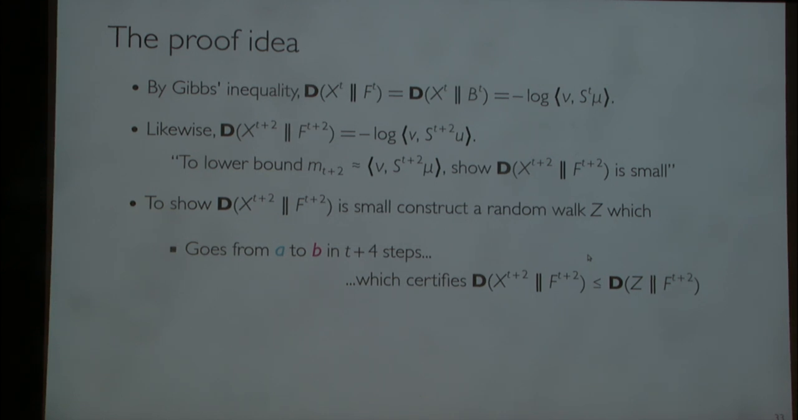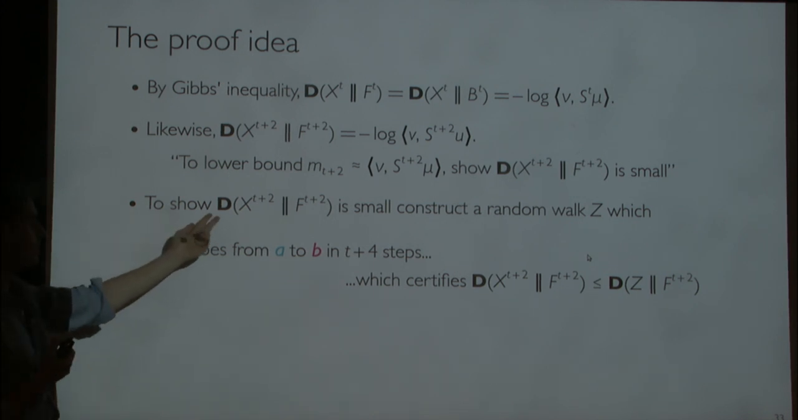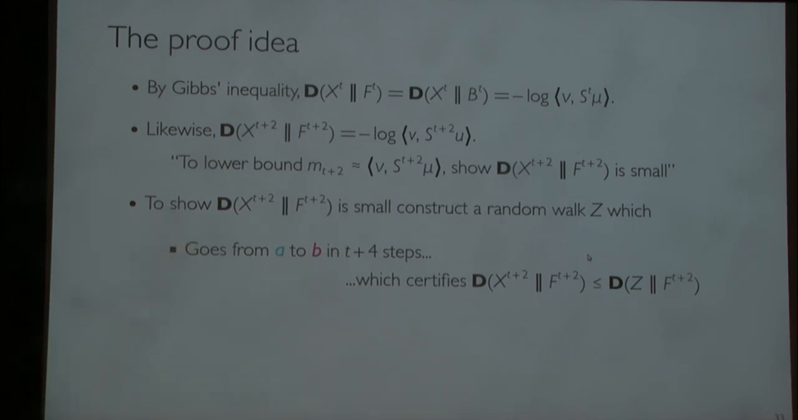So, to show that this is small, it doesn't buy us anything to work directly with xt plus 2. We don't have a hold of it. Instead, we'll come up with a random walk z, which will go from a to b in t plus 4 time steps. Recall that x, this conditioned walk we have, goes from a to b in t plus 2 time steps. Now I will create another random walk, z, which takes two more steps.